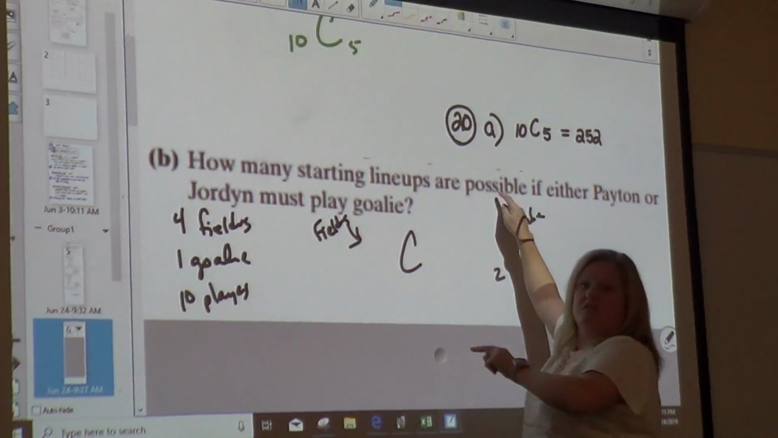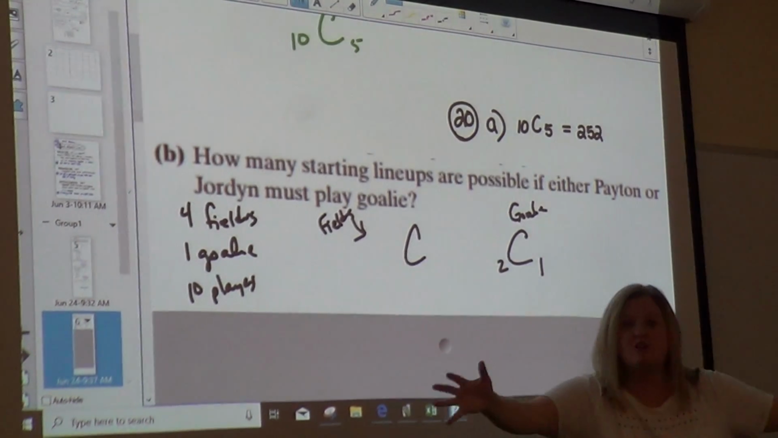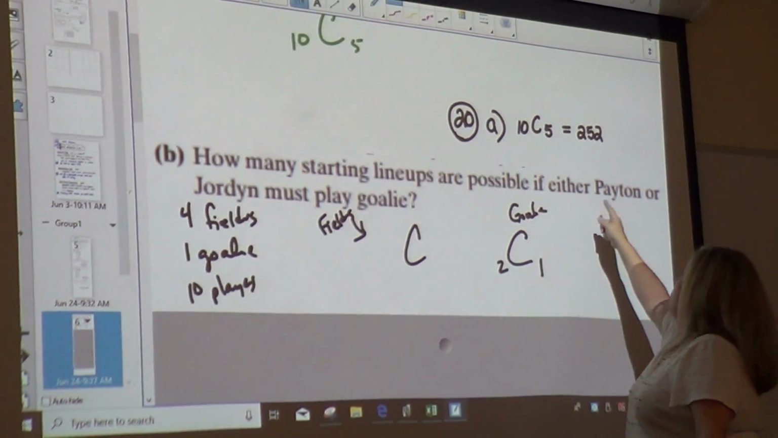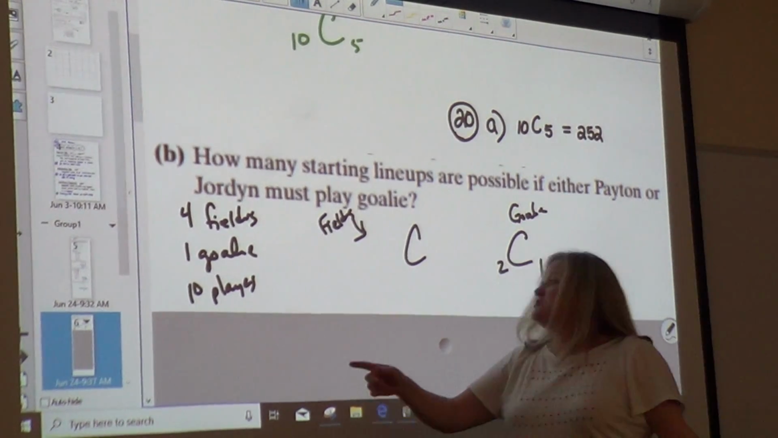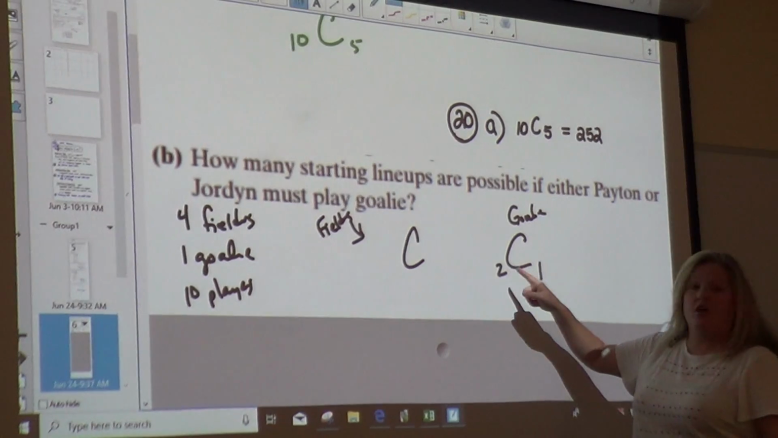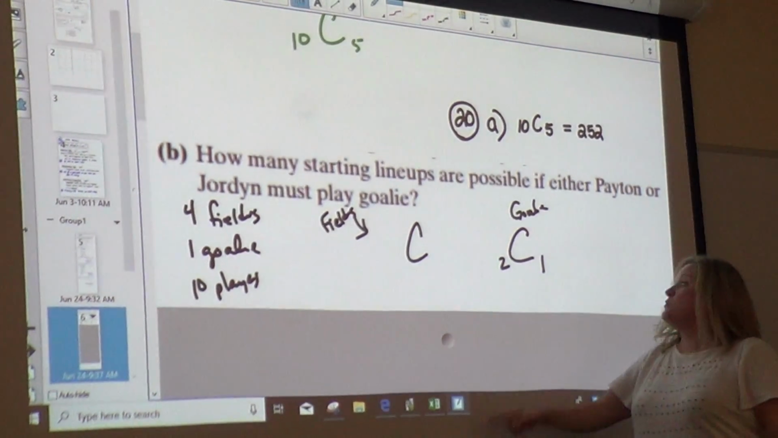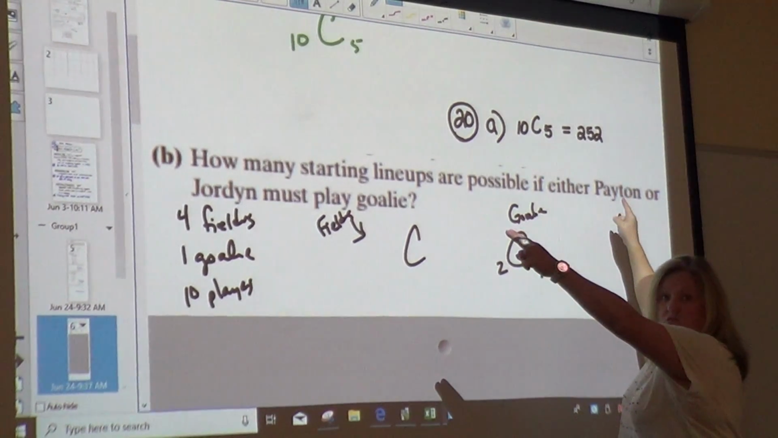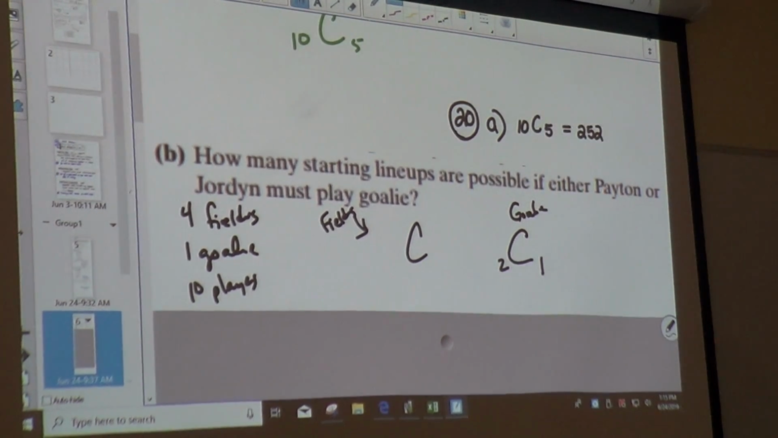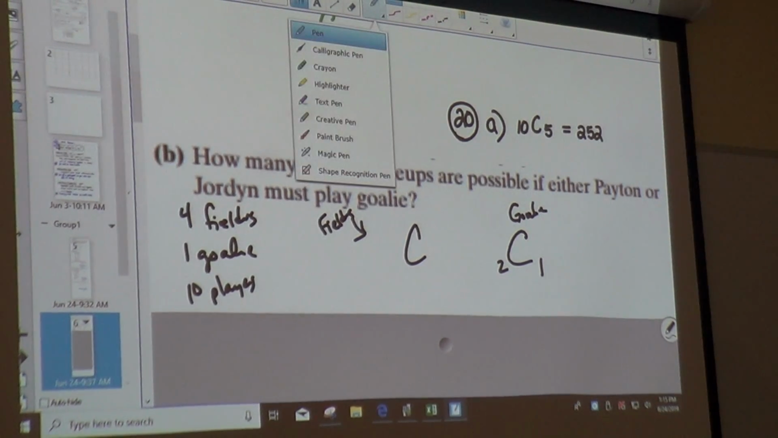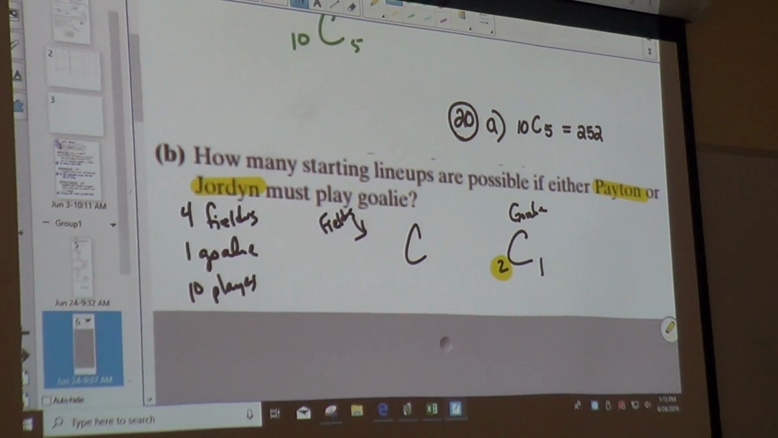Usually on a team there's 1 or 2 goalies, and all they do is goalie. So Peyton and Jordan are the only people that can stand in that goal. They're our goalie go-tos. So one of them has to be the goalie. We're picking 1 goalie from those 2 girls. You with me? Yes. Peyton or Jordan is going to go there.